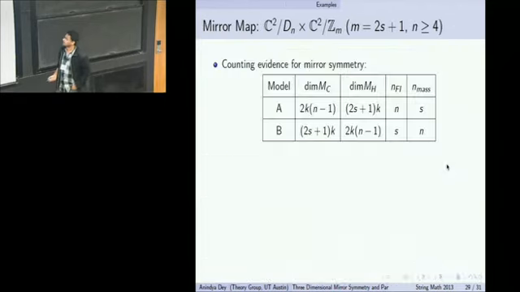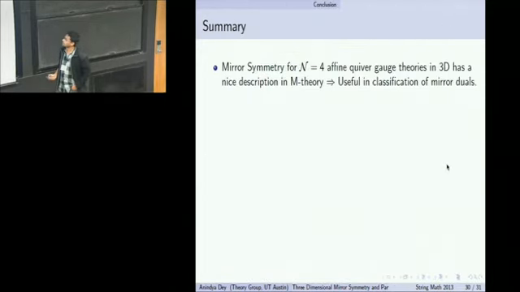So let me move on to the conclusion. What I showed initially was that mirror symmetry in N equals 4 affine quiver gauge theories has a nice description in M theory, and it's a very useful tool in classification of mirror duals.